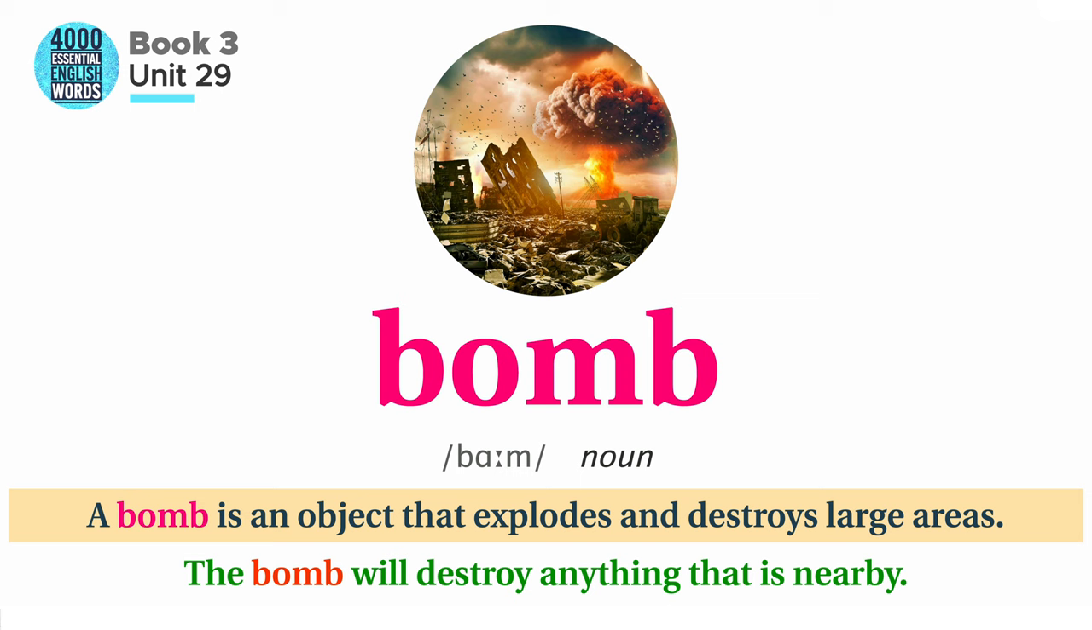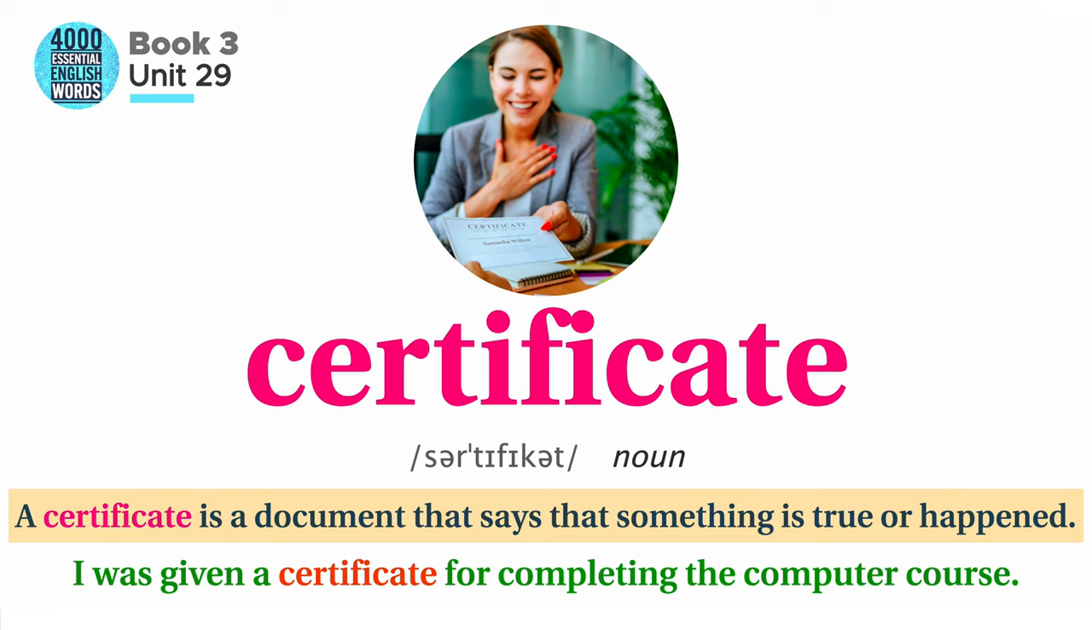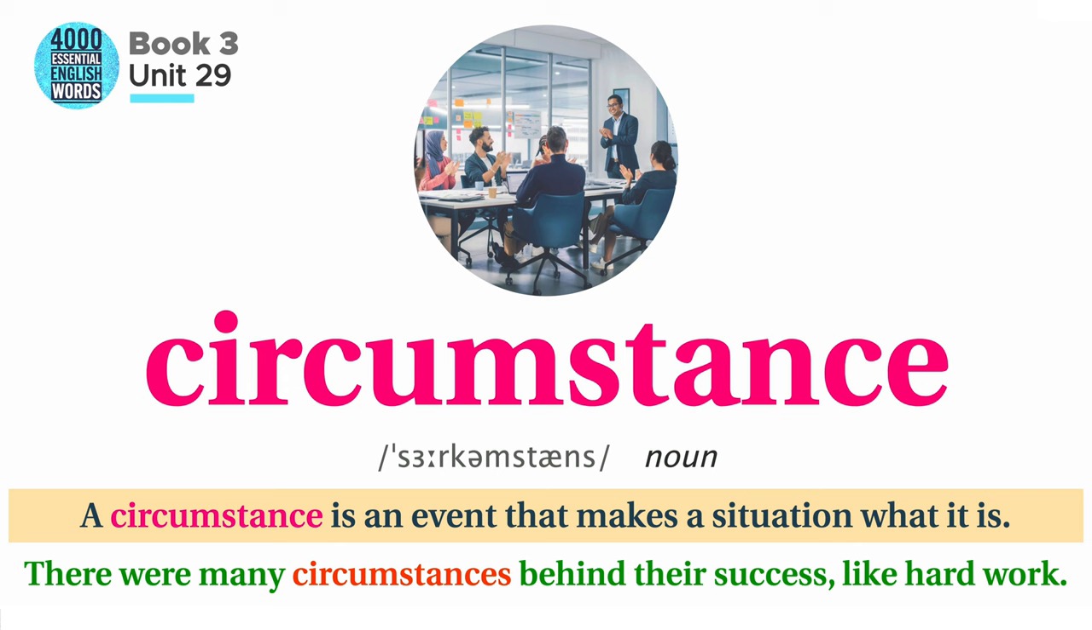Certificate. A certificate is a document that says that something is true or happened. I was given a certificate for completing the computer course. Circumstance. A circumstance is an event that makes a situation what it is. There were many circumstances behind their success, like hard work.